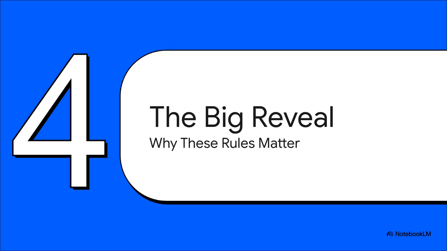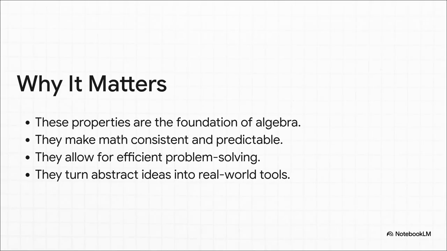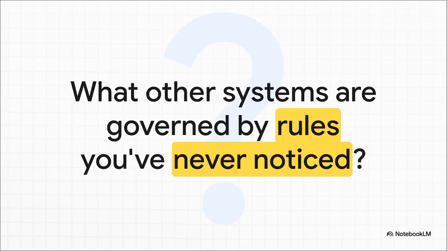Okay, so we've seen the rules, we've even used them to solve a problem. But what's the big takeaway here? I mean, why does any of this really matter? Well, look, these properties aren't just for math quizzes. They're kind of like the invisible skeleton that holds up all of higher math. They give math its consistency, its predictability. They're the reason algebra works, and they allow us to solve real-world problems with confidence. You know, getting a handle on these properties is a huge step. It's about learning to see the hidden structure underneath everything.